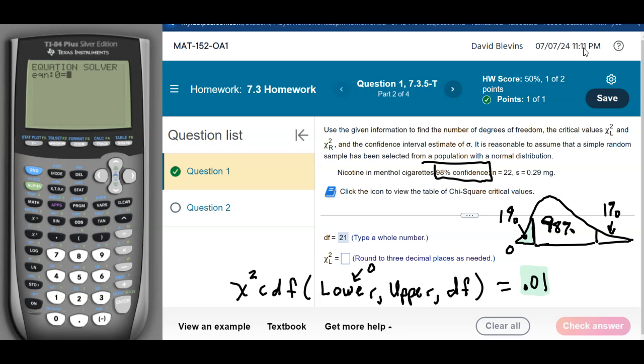We don't know the upper number. We're going to call that x. We don't know what this number is. But we know the degrees of freedom, again, is 1 less than this. So the degrees of freedom is 21. And so that's the equation we're solving.